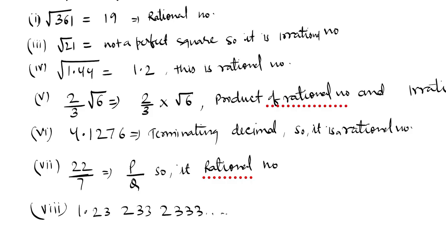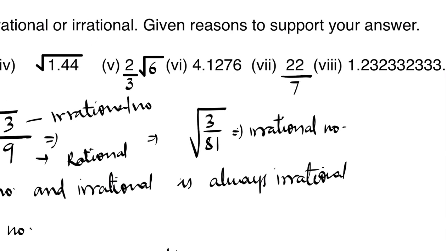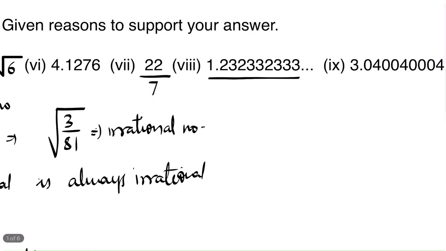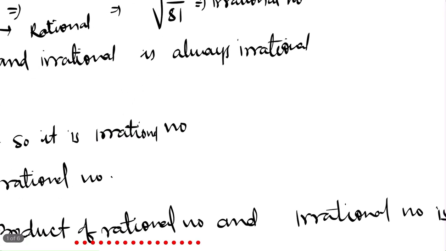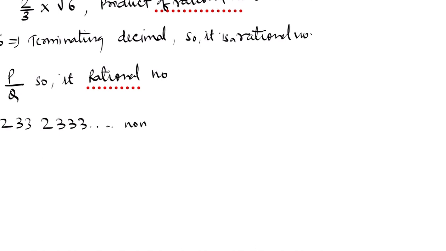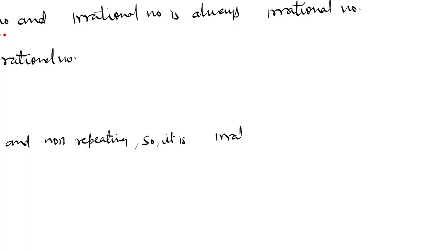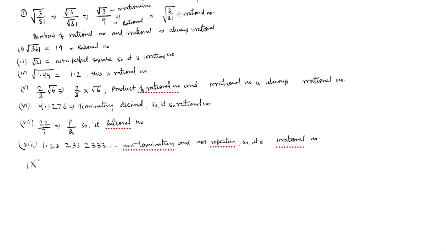The eighth question is 1.232332333... Okay, it means it is non-terminating and non-repeating. You can see here 1.232332333, so it is non-terminating and non-repeating. So it is an irrational number.